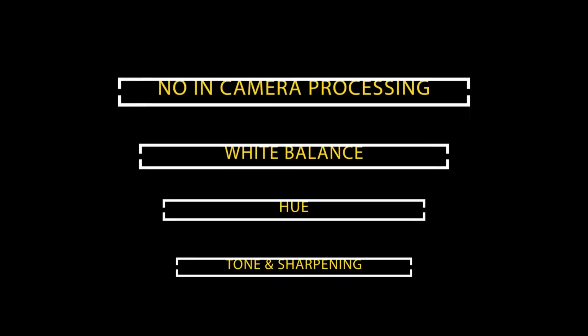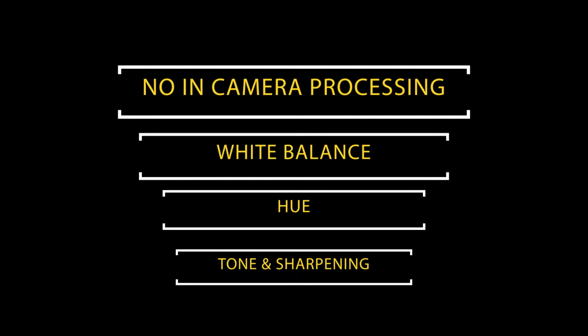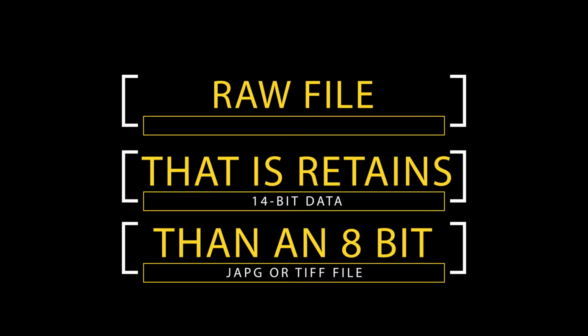This means no in-camera processing is done for white balance, hue, tone and sharpening. Those values are retained as an instruction in the file. You can change the instructions as many times as you like without ever disturbing the original image raw data. Another benefit of the RAW file is it retains 14-bit data. This results in an image with far greater tonal range than the 8-bit JPEG or TIFF file.